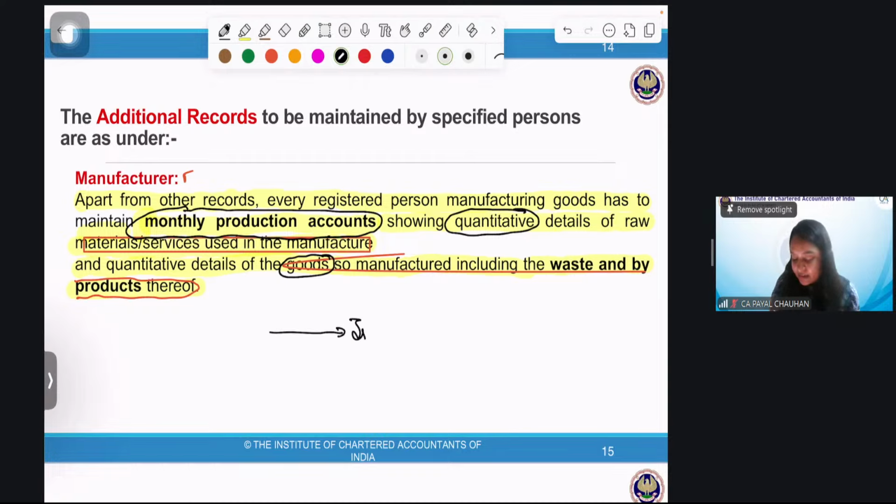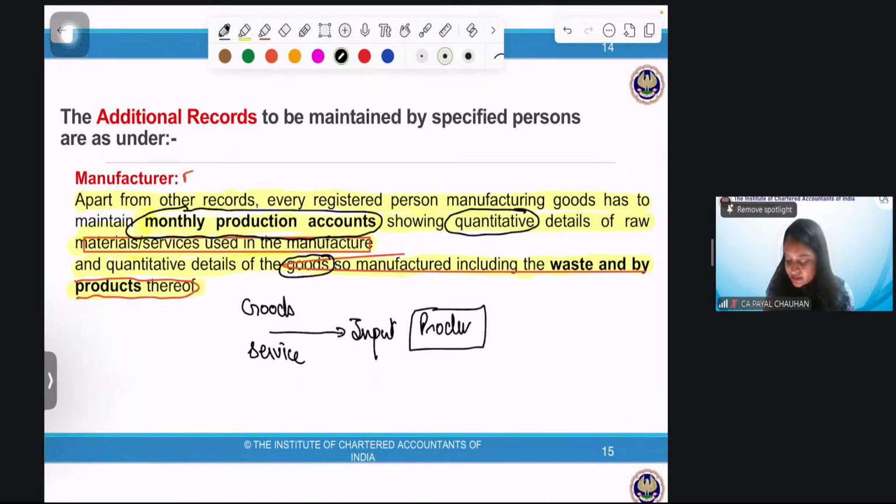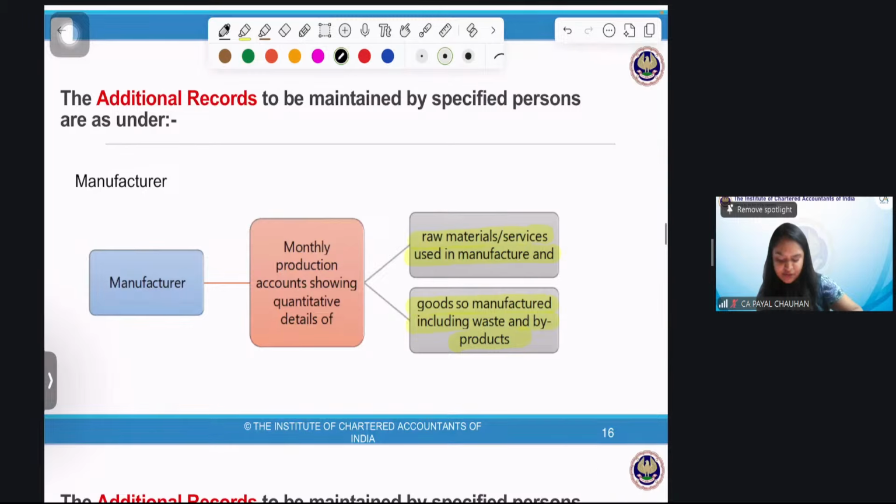While I take input, I'll have goods also, and I'll have service also. I'll have a production process, and when it comes to my output, I'll have only goods. True na? True? When I'm taking input, it's both. Be very wise while using the words. Very much true. Now, this we did.